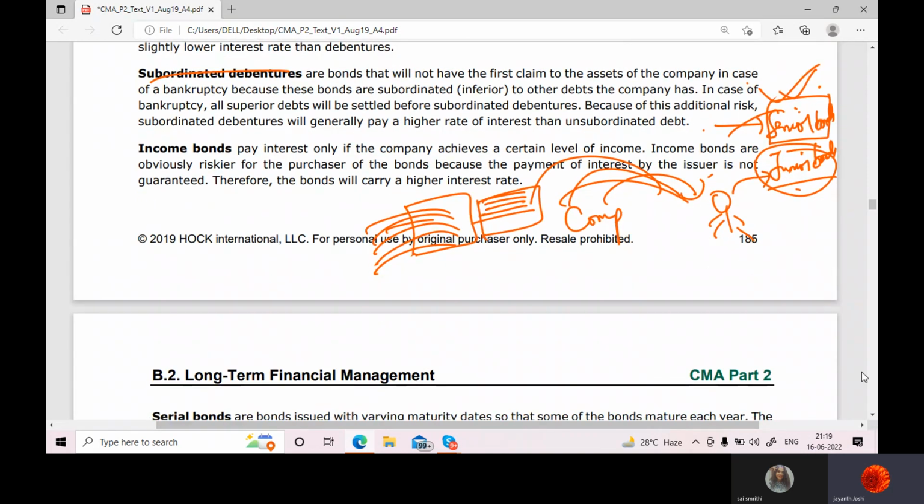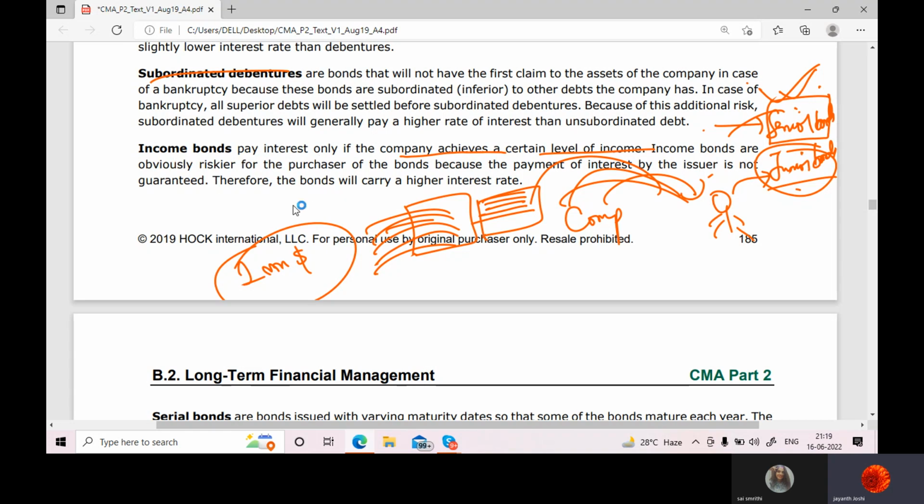Income bonds pay interest only if the company achieves a certain level of income. Suppose the company has promised that if the company makes a profit of $1 million, the company would pay some share of profits to them. Okay, so income bonds pay interest. Let me say, I'll not say that point, I'll just give it in such a way.